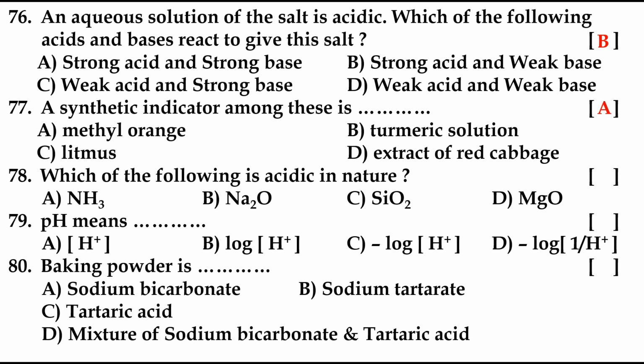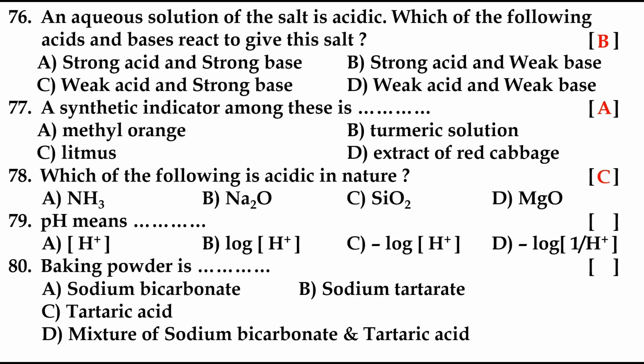78. Which of the following is acidic in nature? A. NH3. B. Na2O. C. SiO2. D. MgO. Answer is option C, SiO2, silicon dioxide.